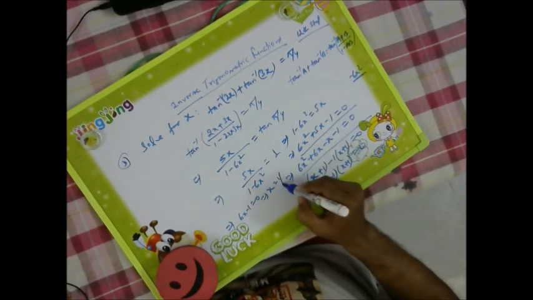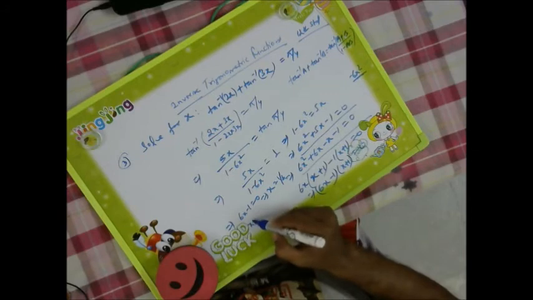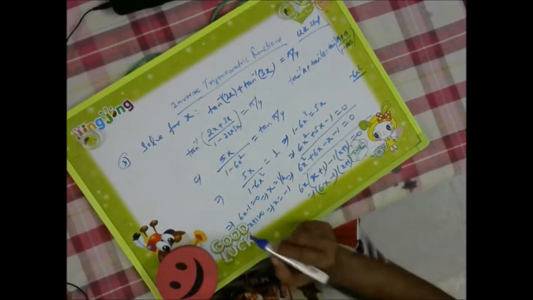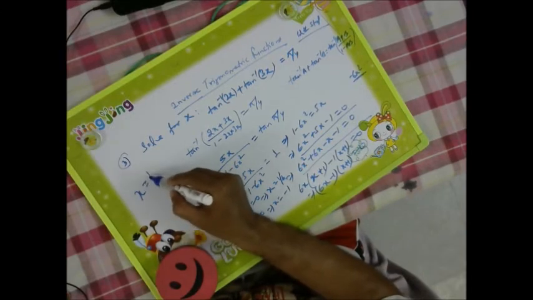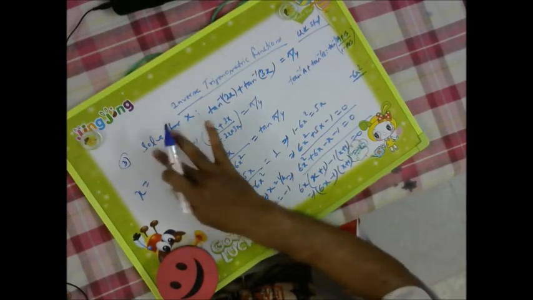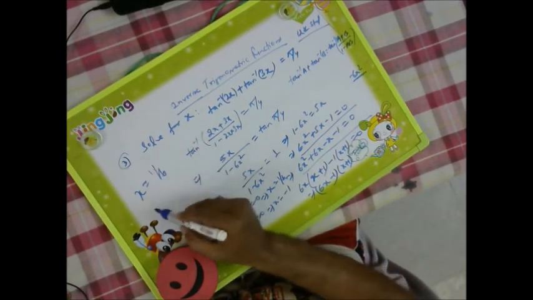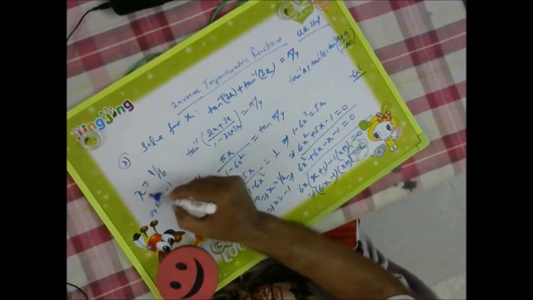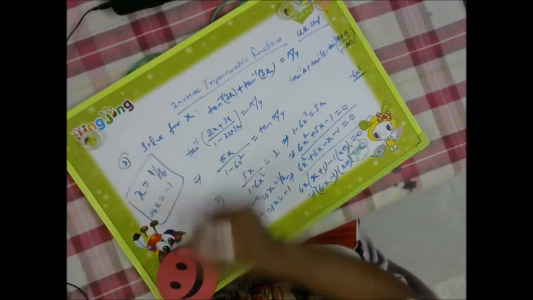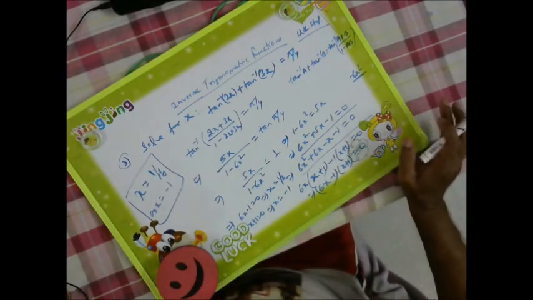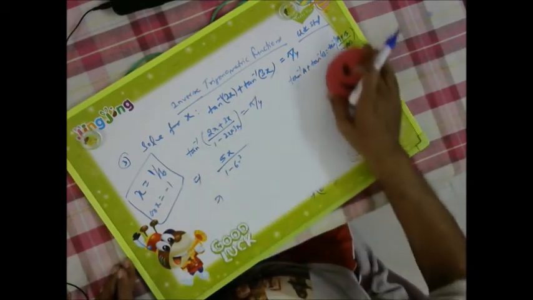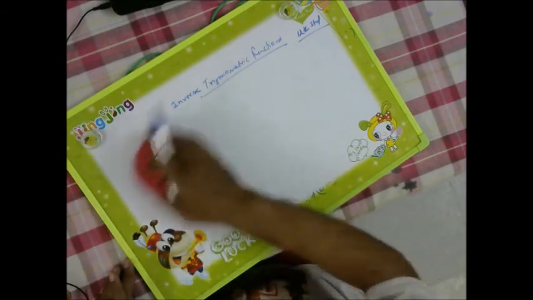Further, 6x minus 1 is equal to 0 gives us x is equal to 1 by 6, or x plus 1 is equal to 0 gives us x equal to minus 1. So our value for x is 1 by 6, or x is equal to minus 1. So these two values we have got for x here. Okay, right, I hope you all have understood. Right, let us solve the next question.